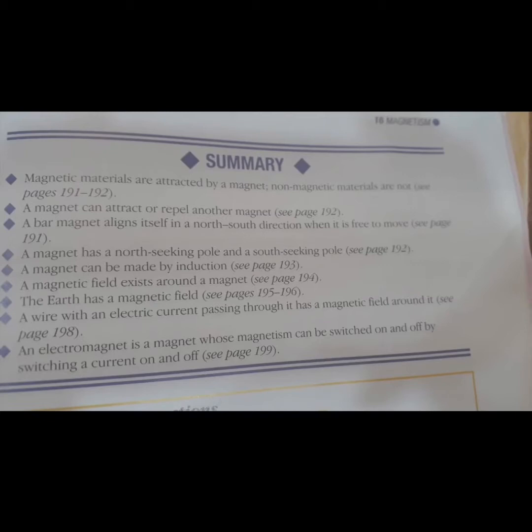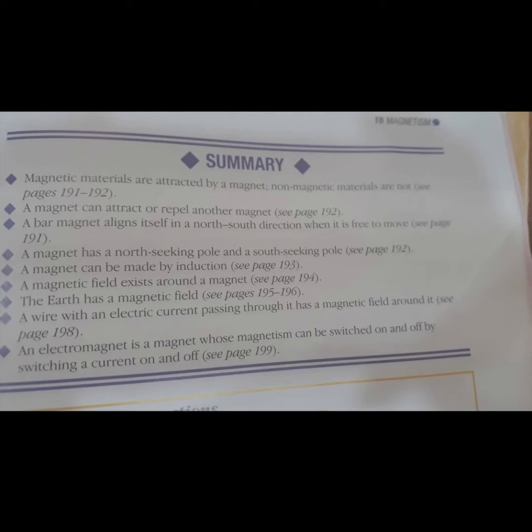A polar magnet aligns itself in a north-south direction when it's free to move or freely suspended. If you suspend any polar magnet, it will take a fixed direction, which is north-south direction. And we said that the North Pole points to the north geographical direction, and the South Pole points to the south geographical direction of the Earth.